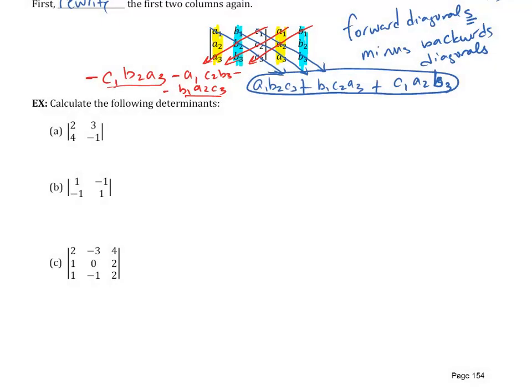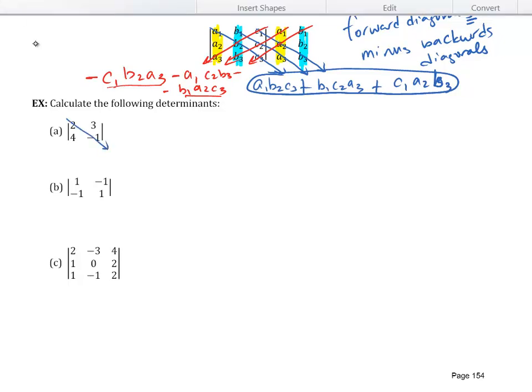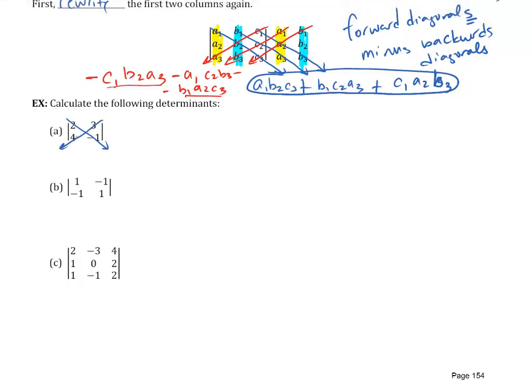All right, so A and B in my examples are 2x2, so it's going to be forward diagonal minus the back diagonal. So that's 2 times a -1 minus a 3 times a 4, which gives me -2 minus 12, which is -14. That's the determinant. So at this point, we're not doing anything with vectors right now. We're just learning what determinants are and how we calculate them.